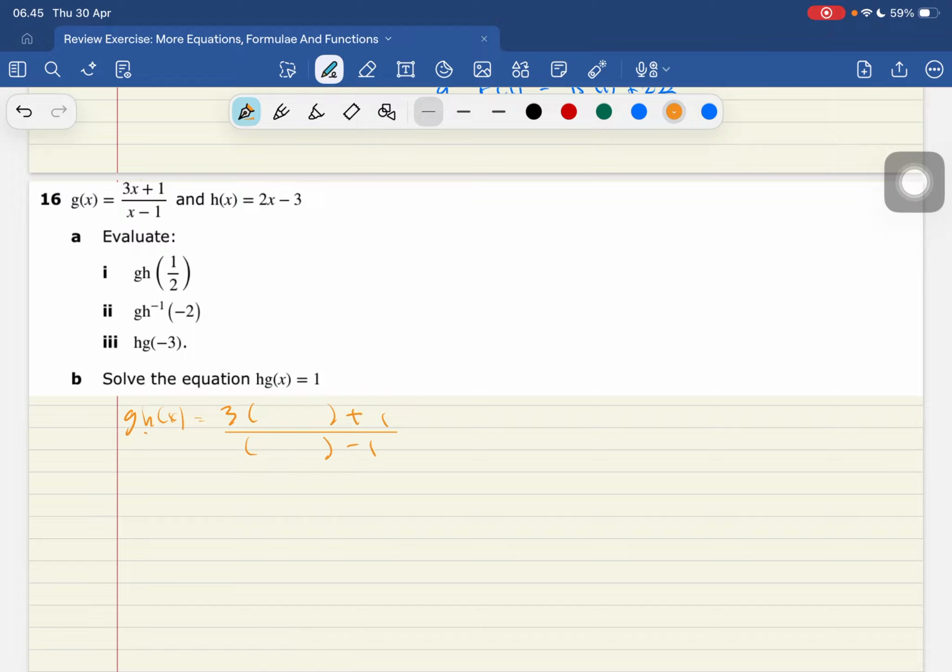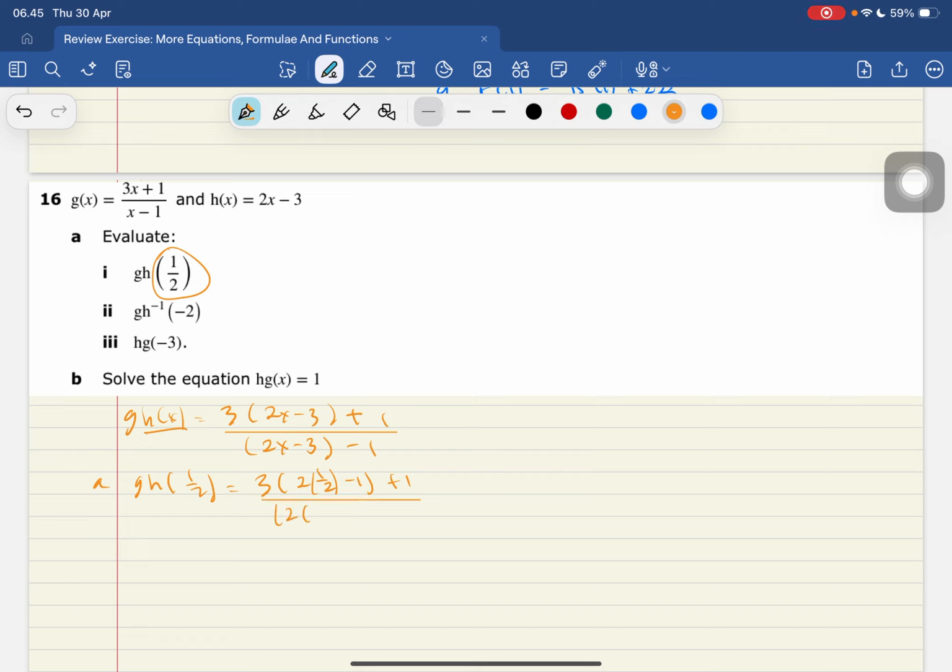So we substitute the input h of x, which is 2x minus 3, here also 2x minus 3. They would like us to input the value of a half. So GH of a half equals 3, and then we just change all the x. So 2 multiplied by a half minus 1, plus 1. Then next.